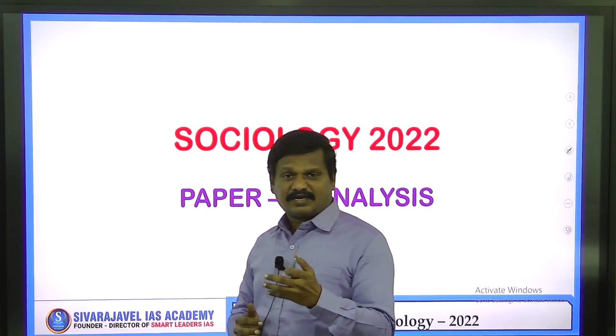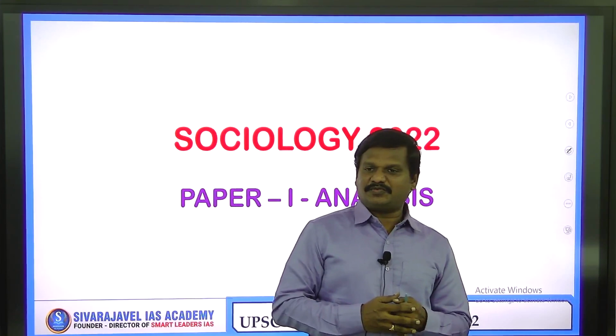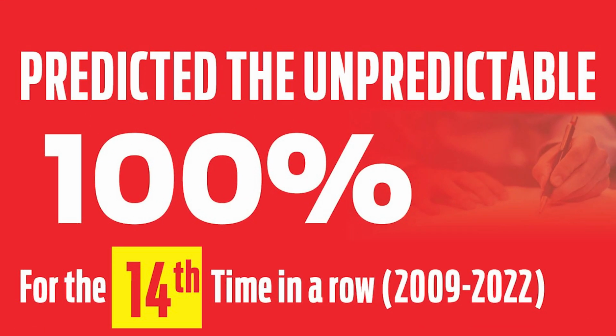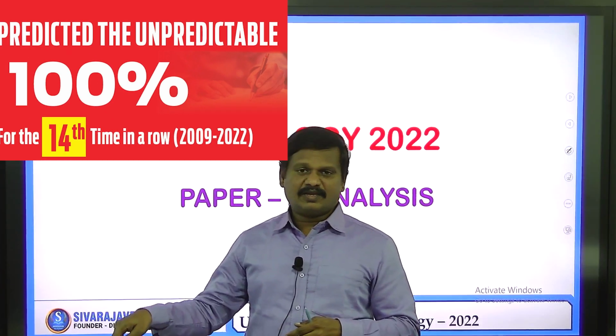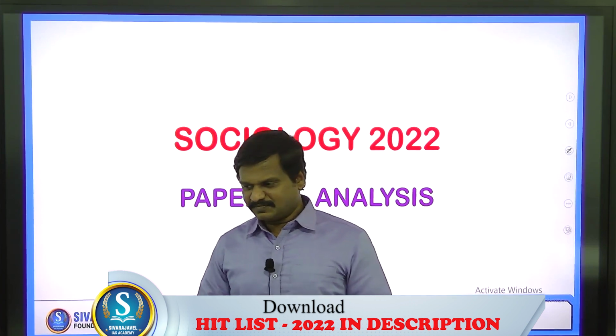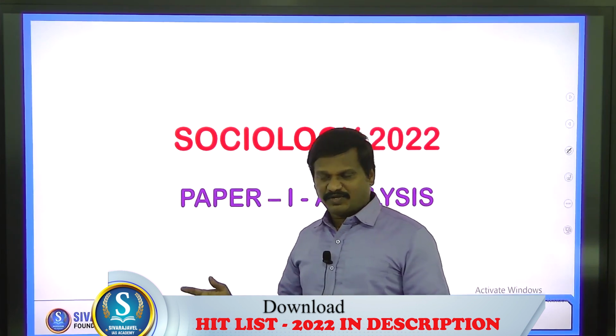Before going for the analysis, I am very happy to tell you that for the 14th time consecutively, we have predicted UPSC Sociology 100%. Normally, I used to give a hit list to my students related to the topics which they have to focus upon for that particular year. And in the 14th year, I have given the hit list to the students, and we also found that all the questions which came in UPSC Sociology, both paper 1 and paper 2, can be easily found in our hit list. The details of the hit list questions will be given shortly.